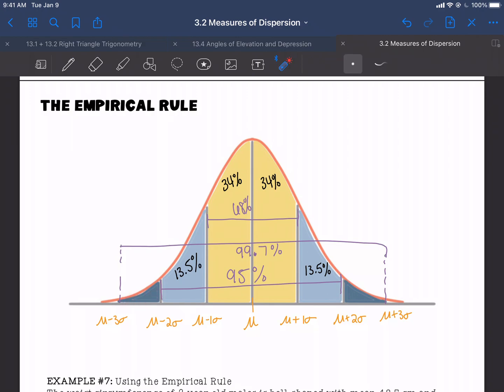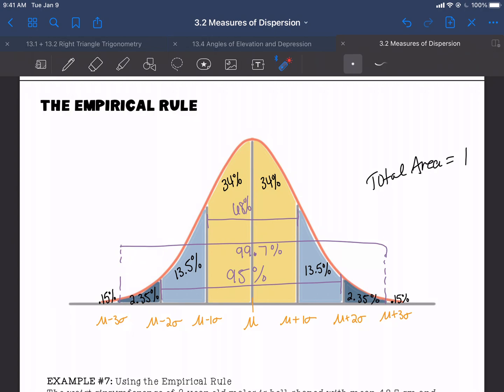So then to find this darker blue piece, I'm going to take 99.7 and subtract 95. And that's 4.7. If we cut that in half, that's 2.35. So 2.35% lies in this piece, and 2.35% lies in this piece. So then remember, your total area under the curve would add to 1, or 100%. So if you take 100 minus 99.7, you get 0.3. Divide that by 2. 0.15% would lie outside on the right, and 0.15% would lie outside on the left.